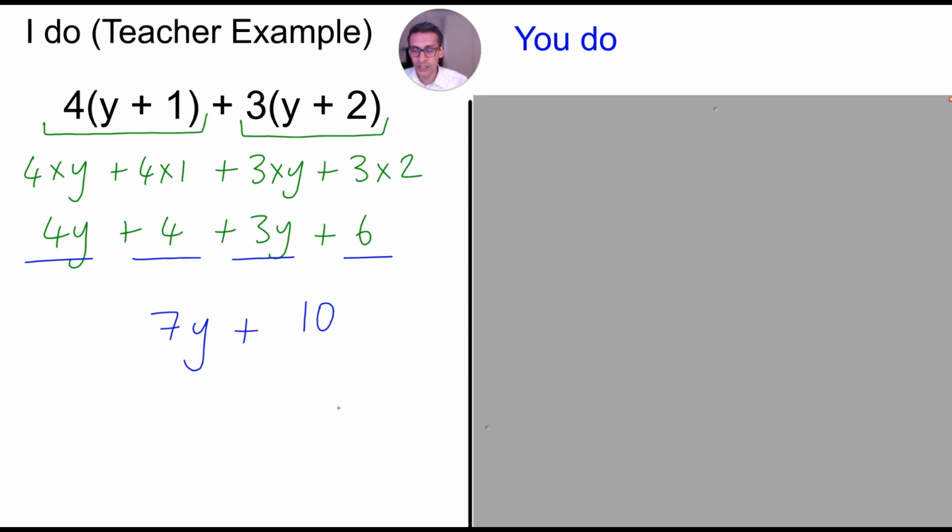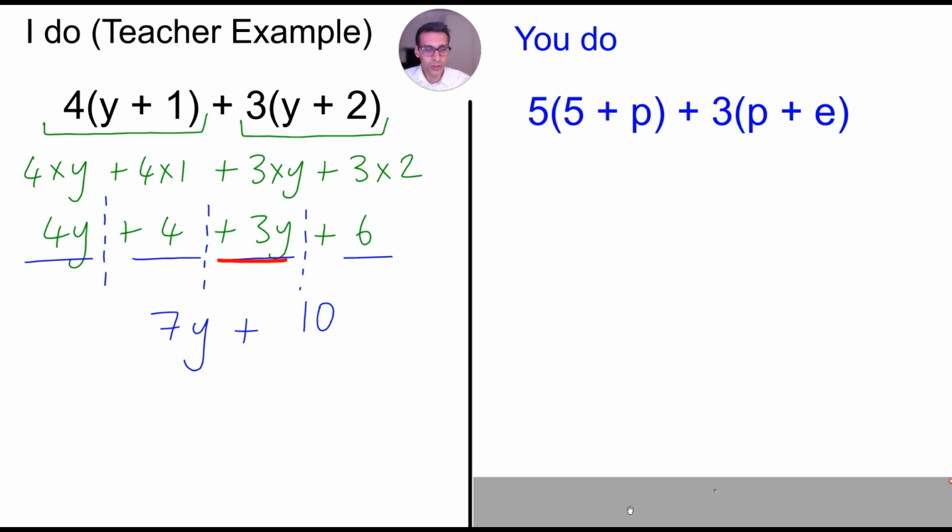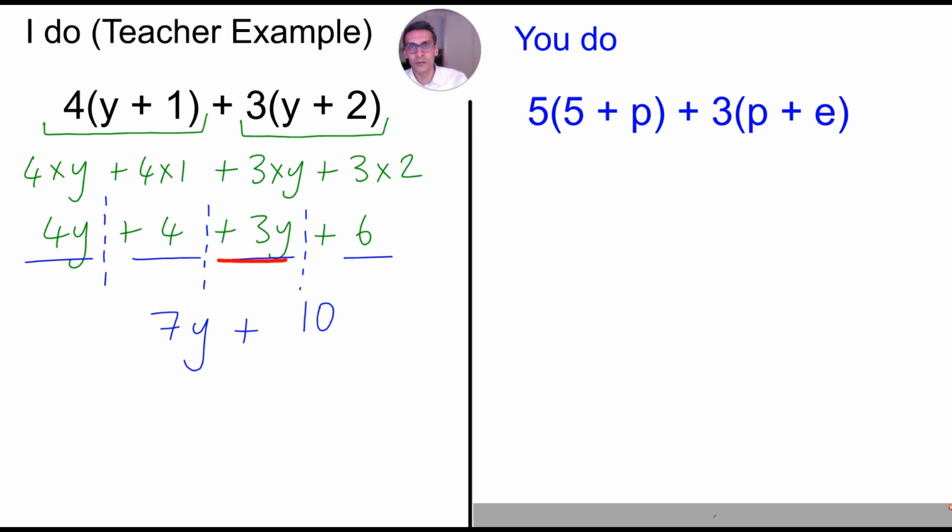So 7y plus 10. Now just remember, when you're collecting the like terms, you can put a line before each of the signs just to make it clearer who the sign belongs to, because that positive sign belongs to the 4, this positive sign belongs to the 3y, this positive sign belongs to the 6. That's especially important when these become negative numbers. Okay, try the question on the right, pause the video, and then I'm going to go through it myself.